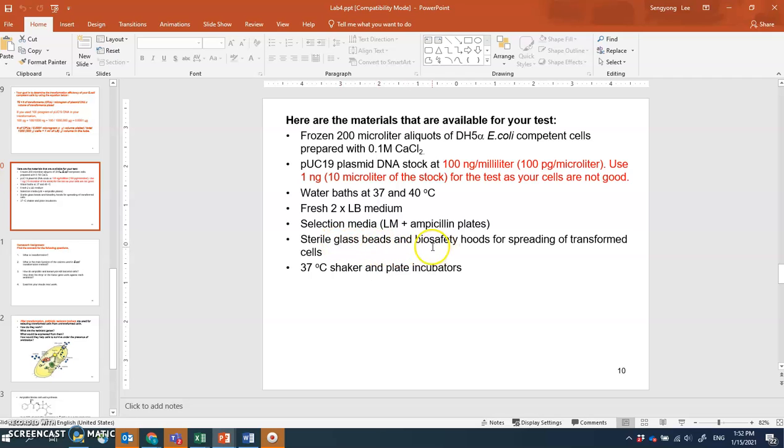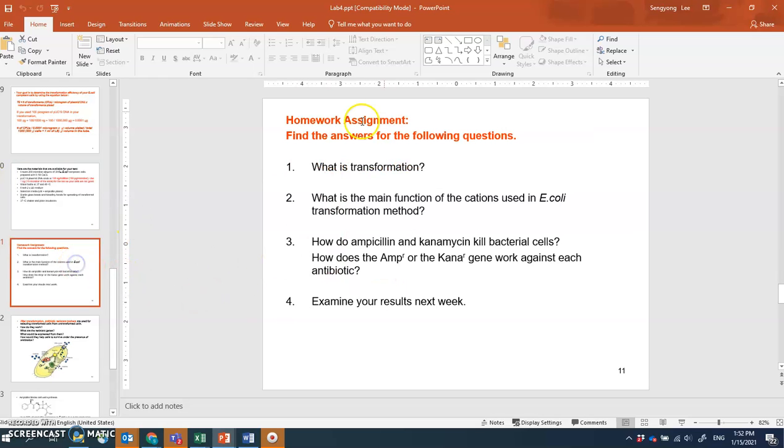You will work inside of the biosafety hood aseptically, and you'll be spreading the cells by using glass beads. You'll be adding glass beads on top of the plate, and after closing the lid, you will shake them up, and the glass beads will spread the cells all over the plates. And once that's done, you will incubate the plates in the 37-degree incubator. So that'll be the end of the process.